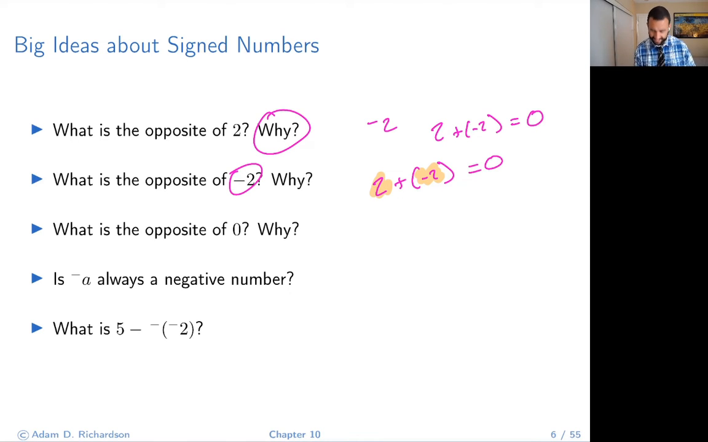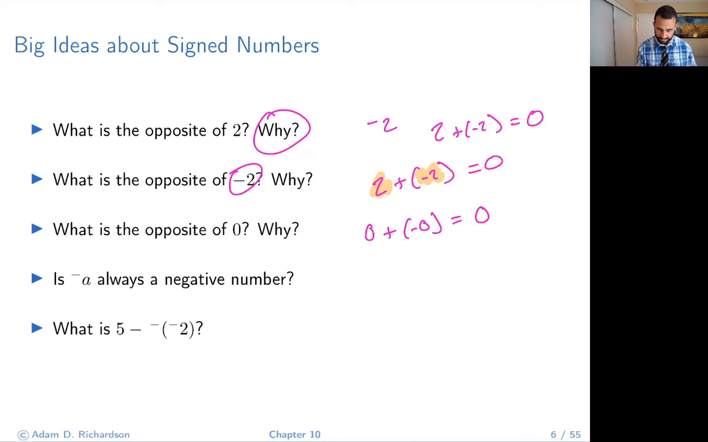Well, it's going to be 0 again, because if I do 0 plus negative 0, I get 0. So 0's opposite is itself. It's actually the only number that's like that. 0 is the only number that's equal to its opposite.